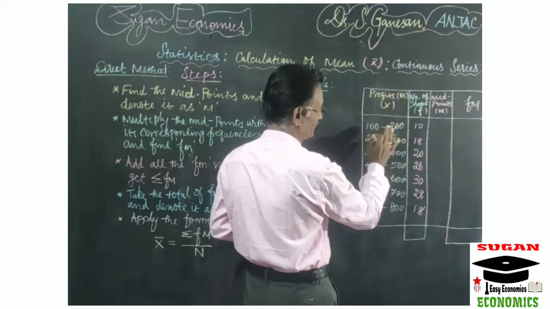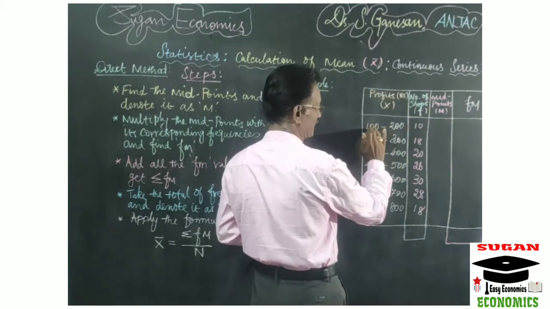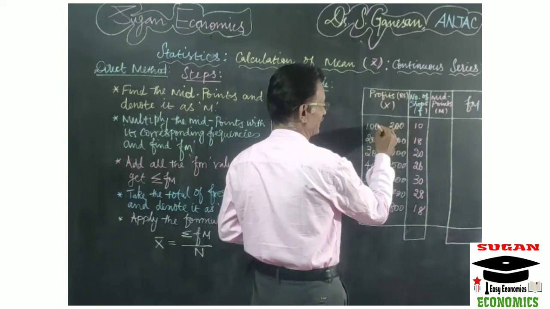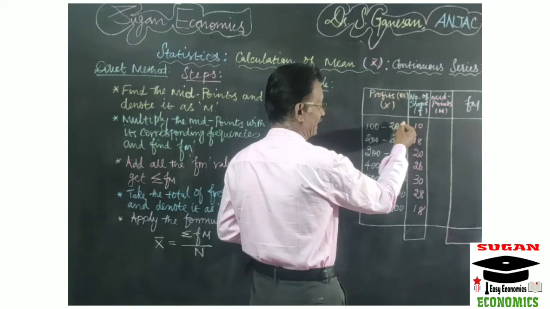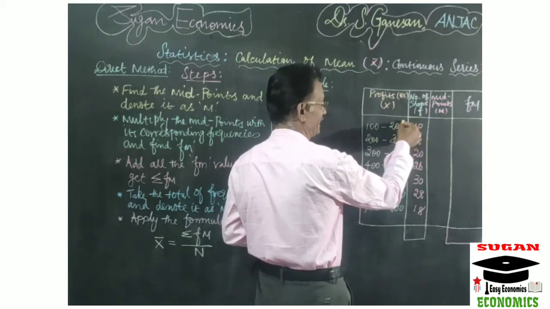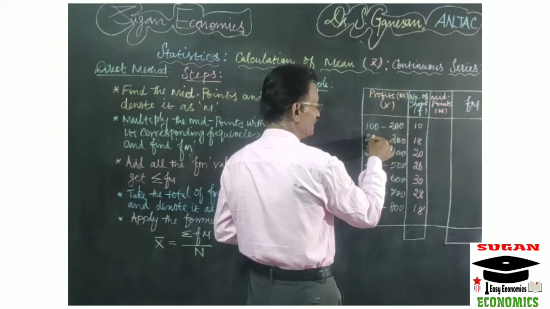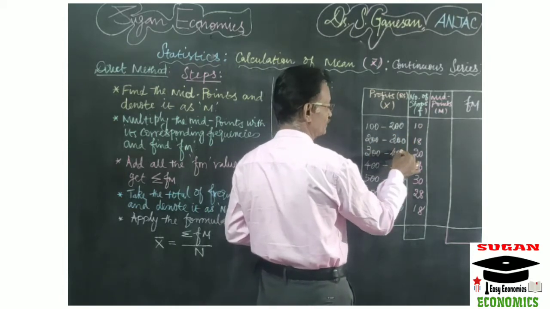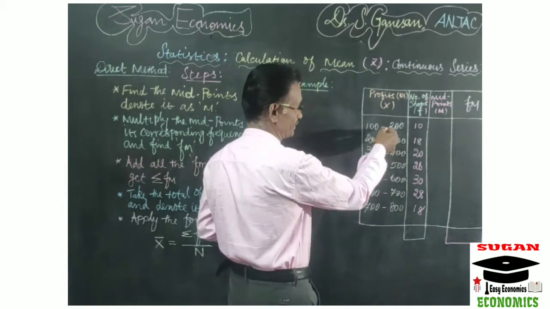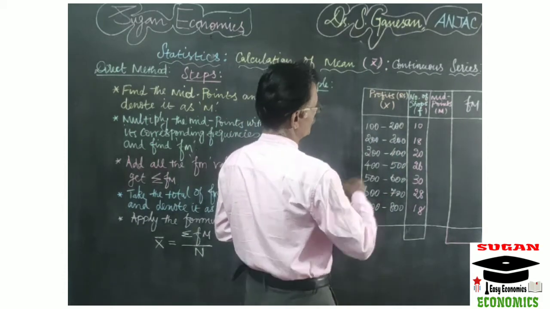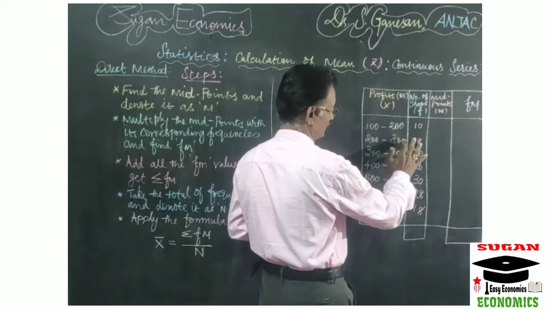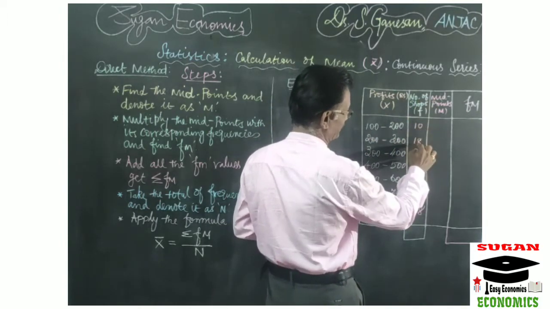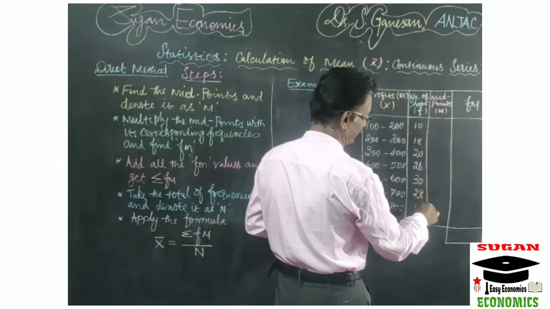So here the profit is in continuous value, that is rupees 100 to 200. So it means 100 to 199 are included in this group. Here 200 to 299 are included in this group. Here 300 to 399 are included in this group. In this manner we have added. So here profit X is given 100 to 200, 200 to 300, up to 700 to 800, and the frequencies are 10, 18, 20, 26, 30, 28, 18.